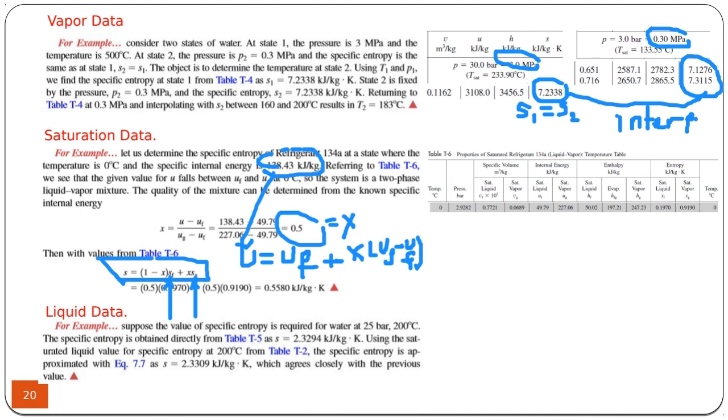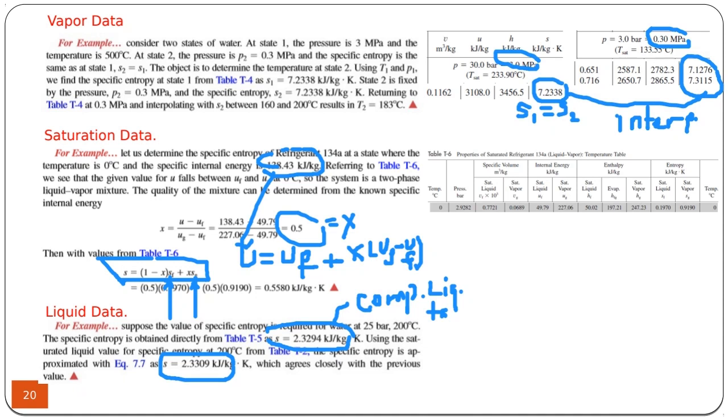Another one says that water at 200 Celsius, 25 bar is a compressed water. The table gives you the entropy to be 2.32, but we can also take the entropy to be approximately equal to the entropy of the liquid at the given temperature. So it gives you the approximate value of this entropy, which is almost equal to the entropy obtained from the compressed liquid table. So this is from the compressed liquid table. If you are given the compressed liquid table, then you can directly use this.